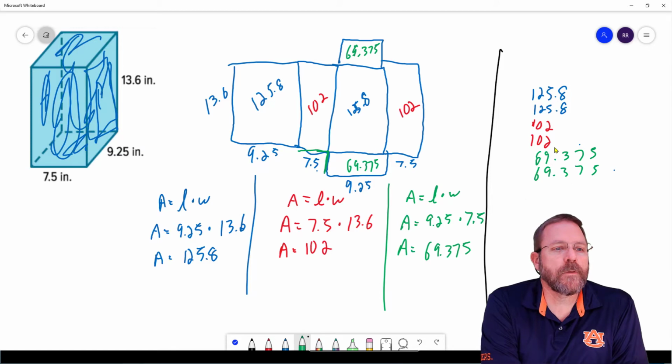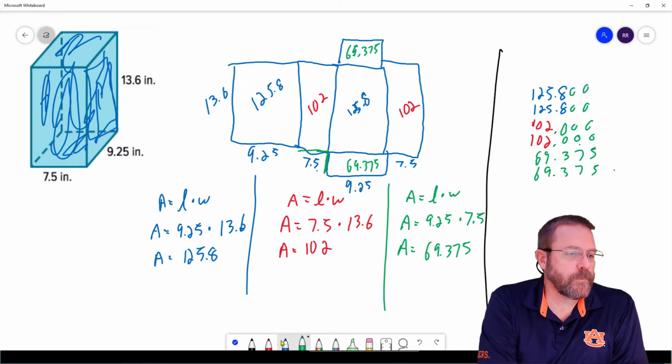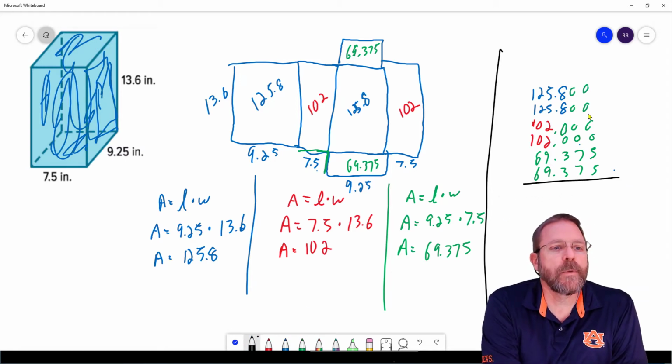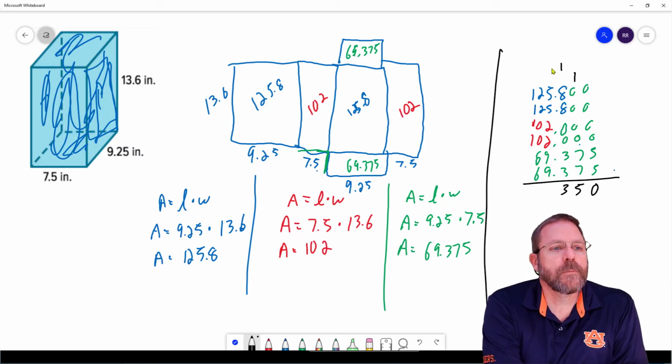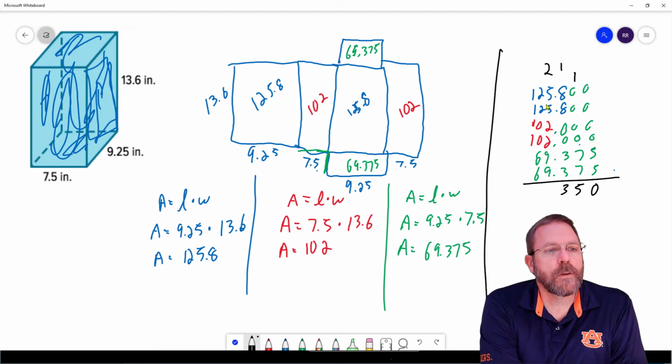Now I'm going to annex in some decimals and zeros here in order to get everything to line up nicely, and then we're going to add those up. So adding them up, I'm going to get a 10, carry the 1, 15, carry the 1. Now that's going to be 16, 23, carry the 2. That can give me 16.